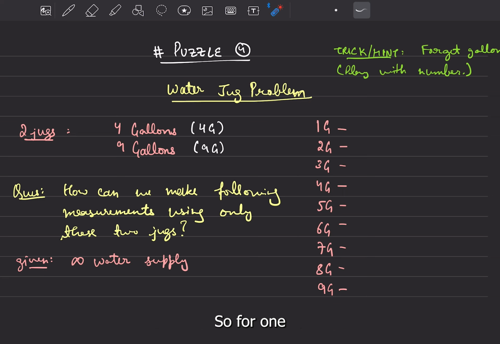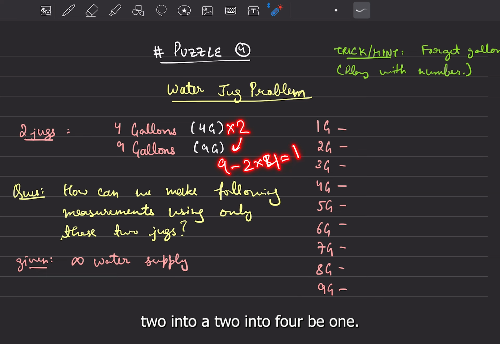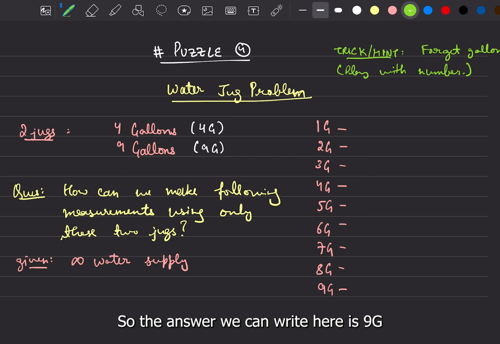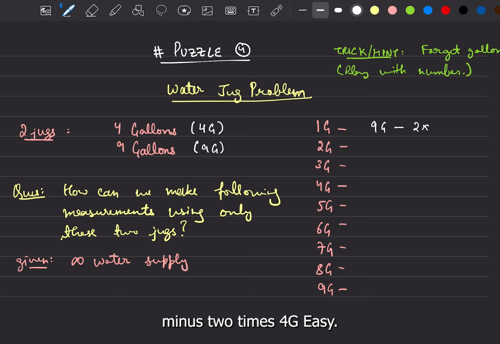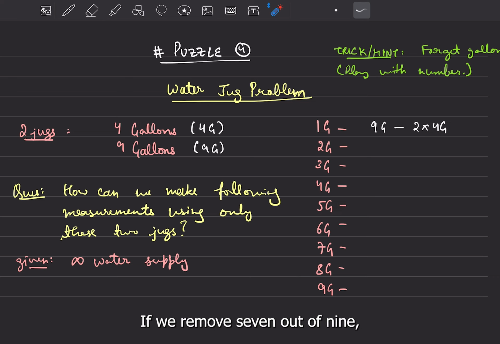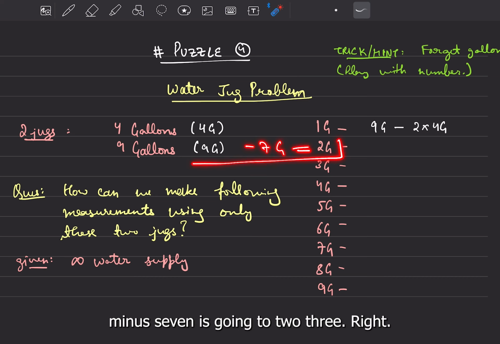Using these two numbers with addition, subtraction, something like that. For 1, we can easily see that if we subtract twice 4 from 9, that's 9 minus 2 times 4, which is 9 minus 8, so 1. The answer is 9G minus 2 times 4G. Easy. Now for 2 gallons, if we remove 7 out of 9, we get 2. So 9 minus 7G is equal to 2G.